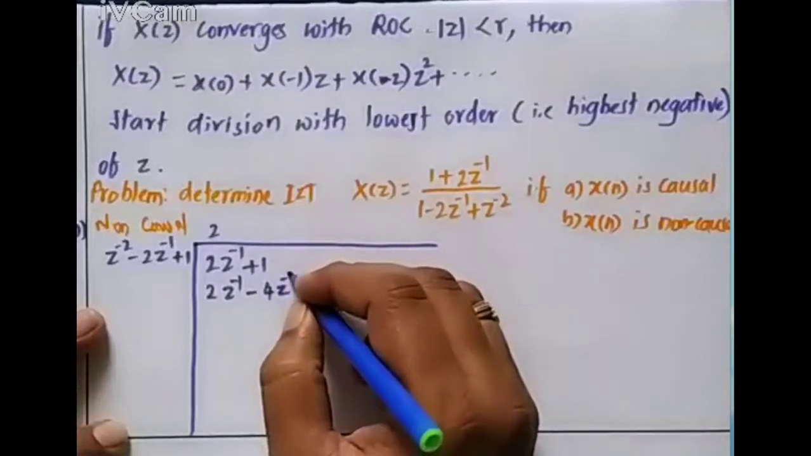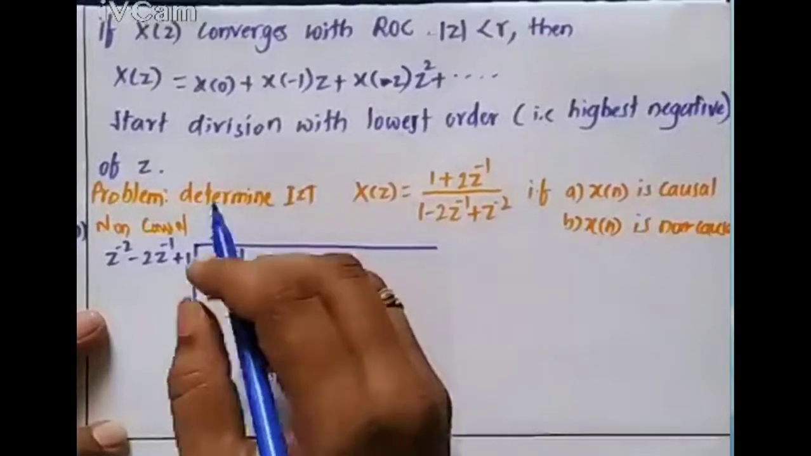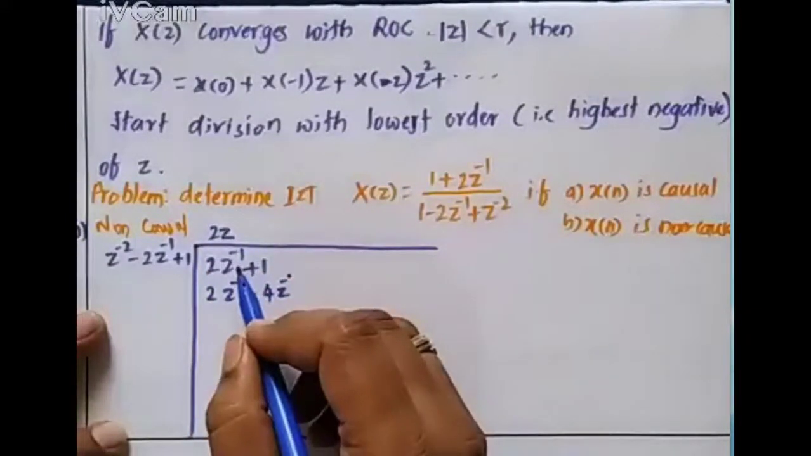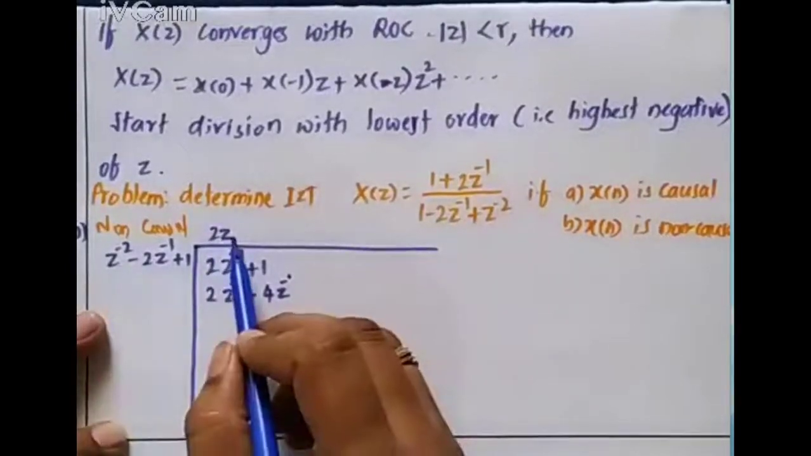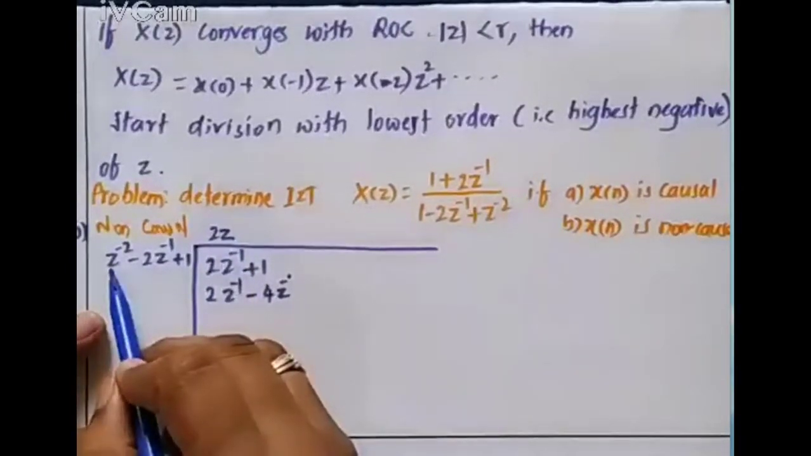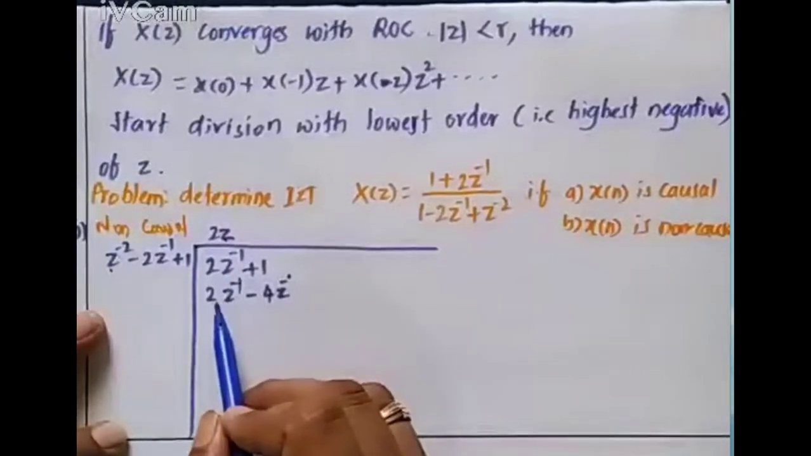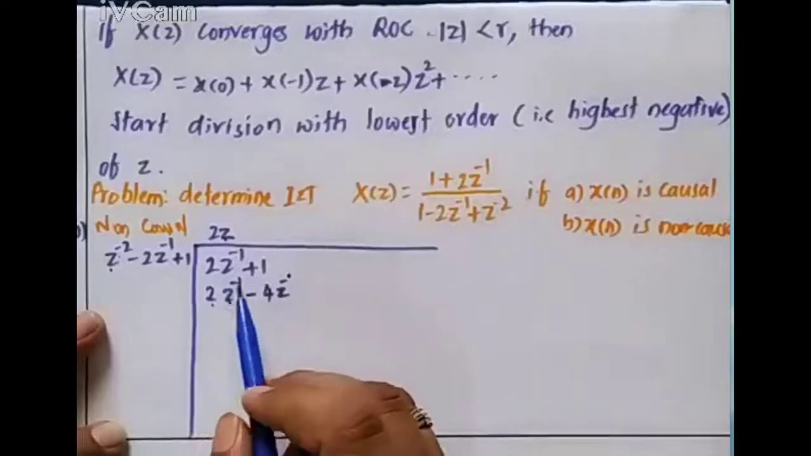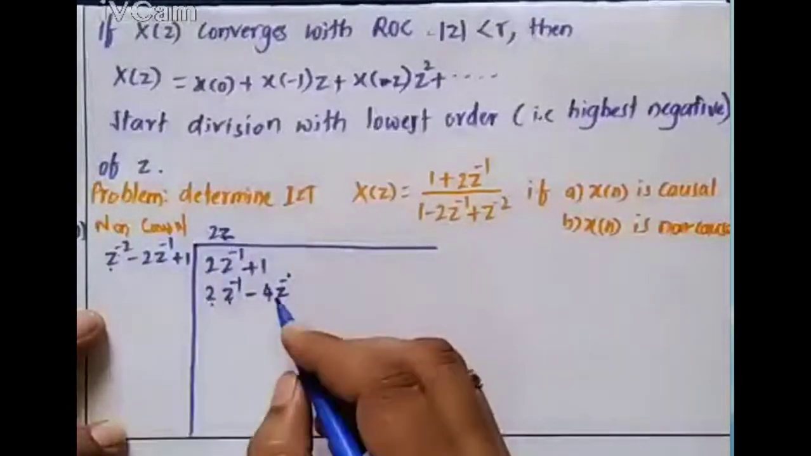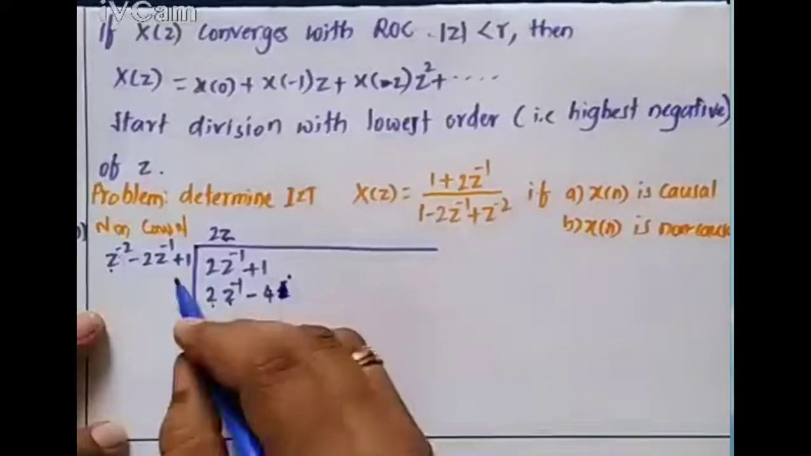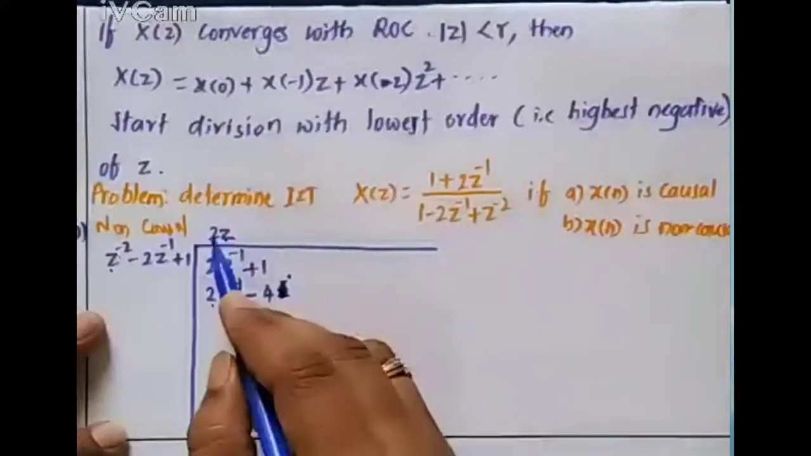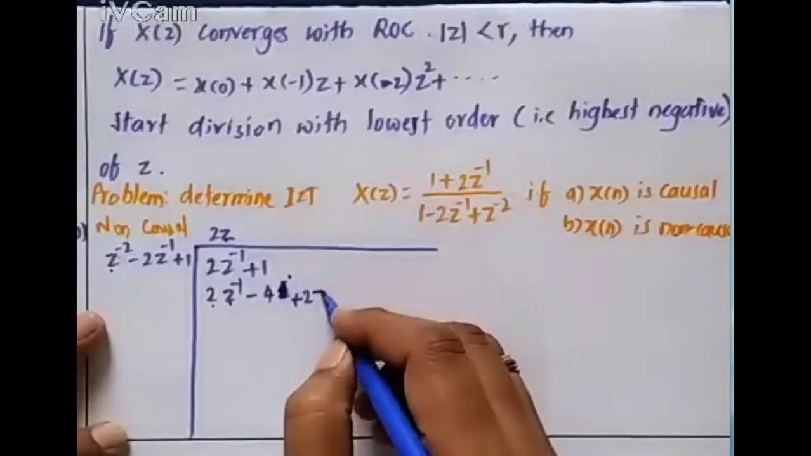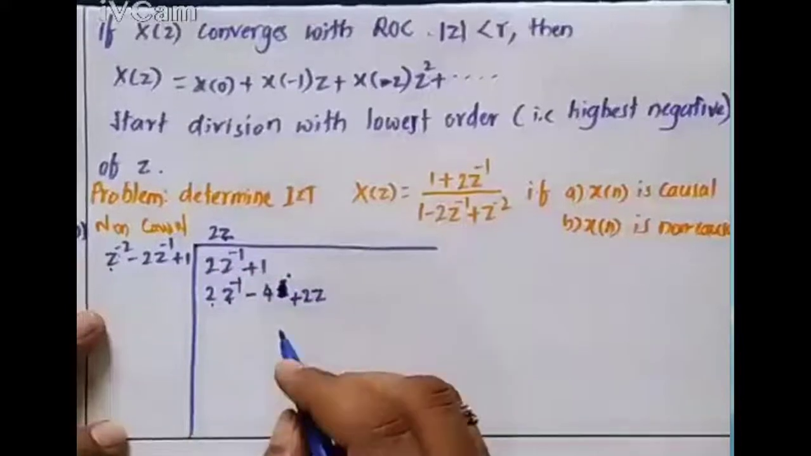Sorry, I have to multiply with the 2z so that I can get 2z power minus 1. Understand here, I need to multiply this z power minus 2 with the 2z so that I can cancel out these terms. If I multiply these two terms, I will get only minus 4 here. Z power minus 1 into z will get cancelled. It will be 4 minus 4 and plus 2z.